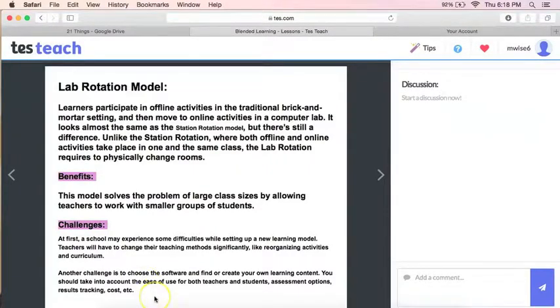Another challenge is to choose the software and find or create your own learning content. So finding the right software that's going to work for teachers and students, that has assessment options, result tracking, the cost, that can be a lot of work and a lot of research. So it's definitely something to look into and see how you can best fit the lab rotation for you.